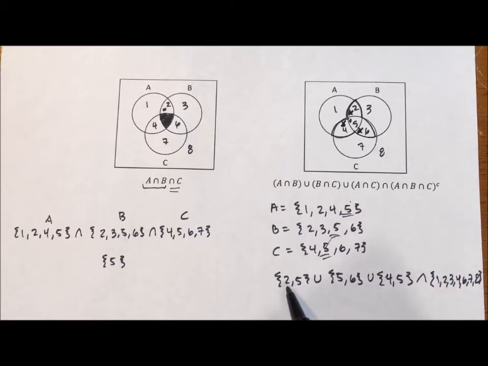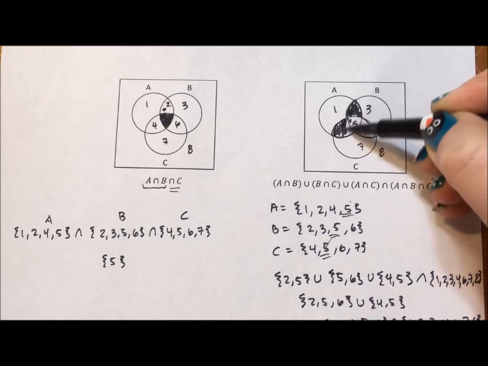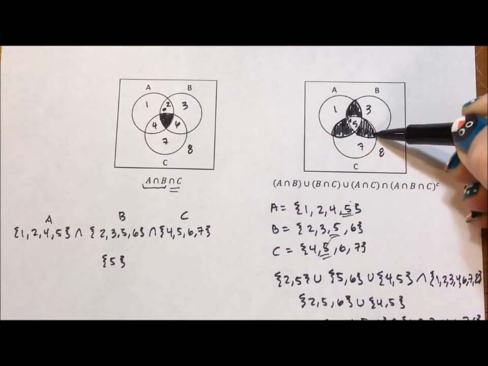Well, the union of 2 and 5 and 6 is 2, 5, and 6. The union of 2, 5, and 6 with 4 and 5 is 2, 4, 5, and 6. We want the intersection of that with 1, 2, 3, 4, 6, 7, 8, what they have in common. So this one has a 2. This one has a 4, 5, 6. So 2, 4, and 6, which is what we had before.